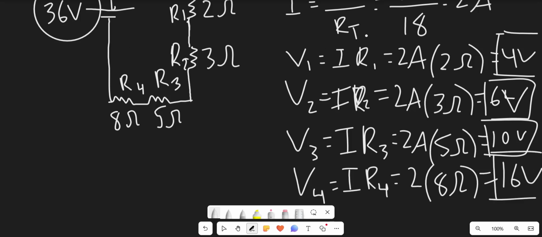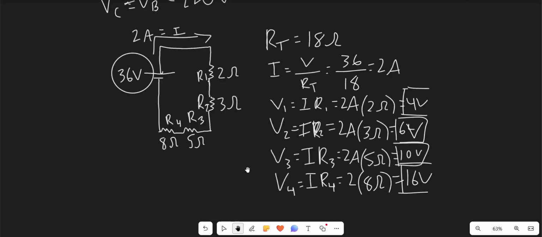And lastly, like always, to double check our answer, we just want to take the sum of all these individual voltage drops and see if they match our voltage source for the circuit. If it does, then it means our answer is correct. So 4 plus 6 is 10, 10 plus 10 is 20, plus another 16 is 36 volts. So our answer is indeed correct. So that's basically how voltage drops work.